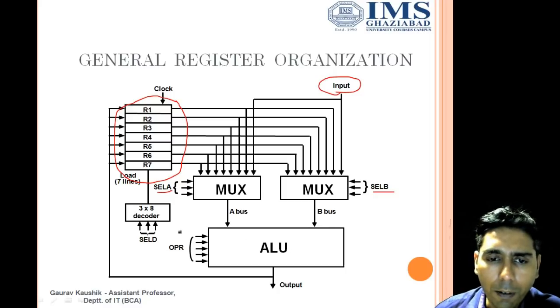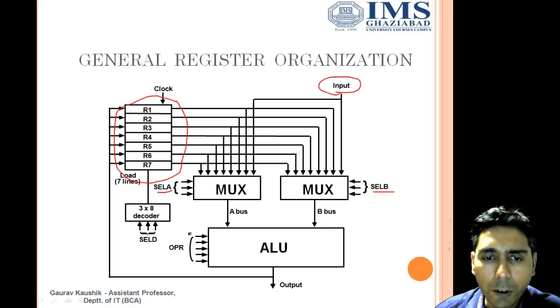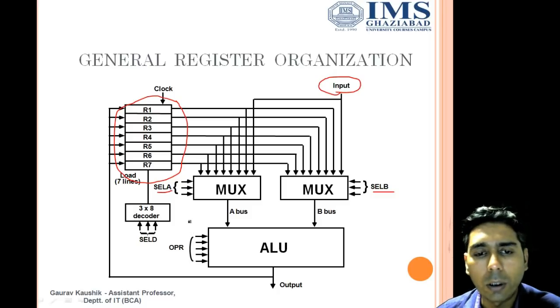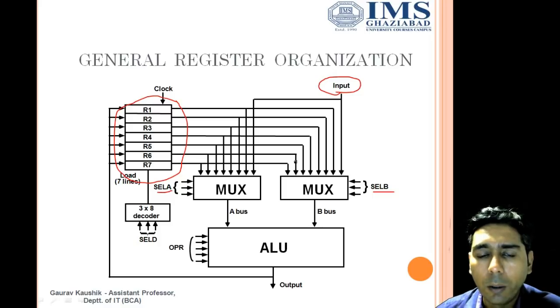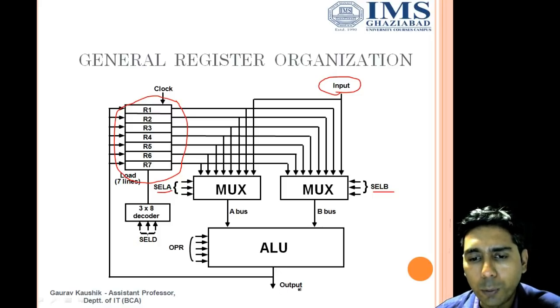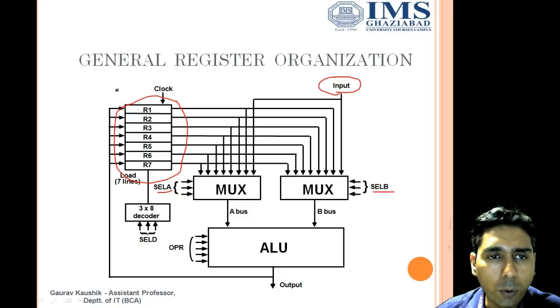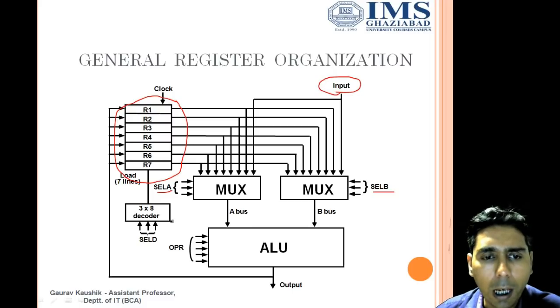Here the ALU has 5 operation lines, which means 2 raised to power 5, so there are a total of 32 operations which this particular ALU can perform. Finally, the data can be provided to an output device or to any of these general purpose registers with the help of a 3 cross 8 decoder. Here the 3 selection lines are for the decoder.